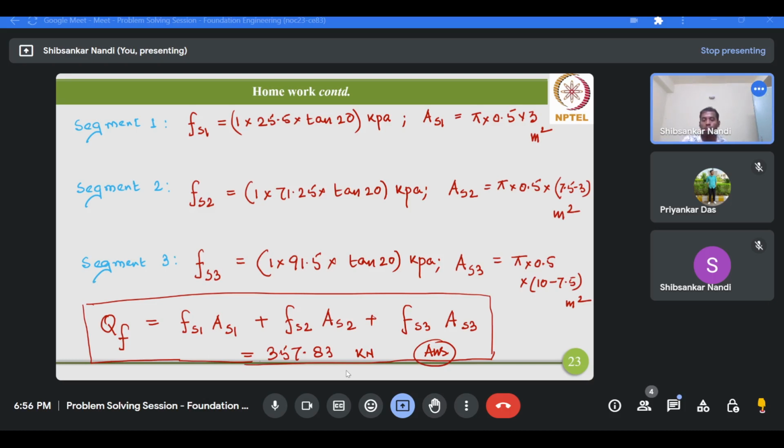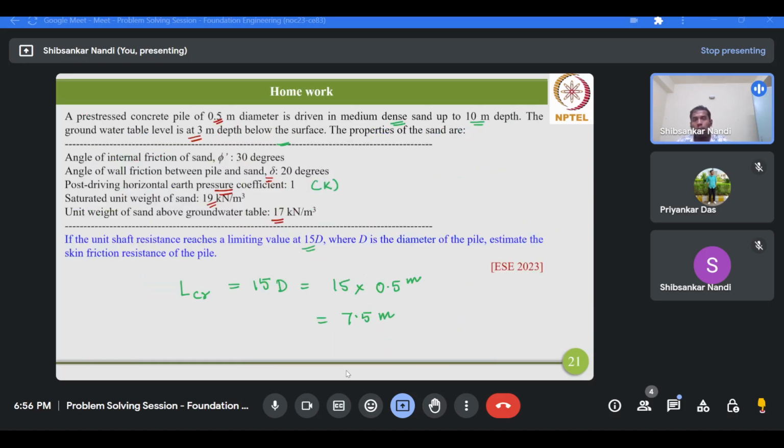In this way, you can calculate the skin friction resistance of the given pile of diameter 0.5 meter and length 10 meter, where the groundwater table is at 3 meter below the ground surface.